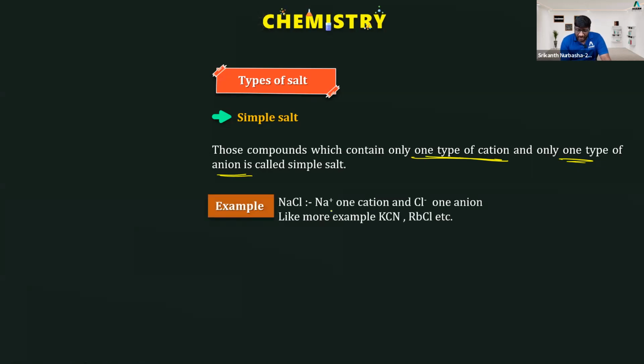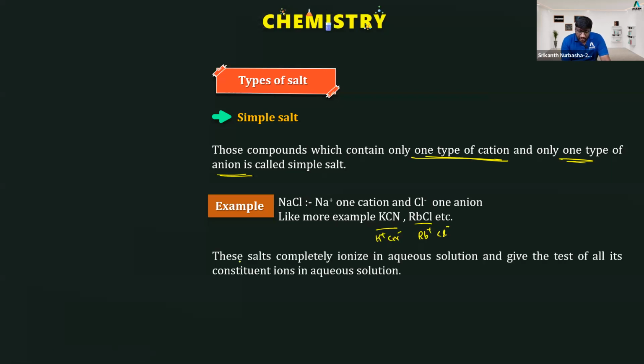Example, NaCl, Na plus one cation, Cl minus one anion. KCN, K plus CN minus, RbCl, Rb plus Cl minus. One cation should be there and one anion should be there. That is the only point for a simple salt. These salts completely ionize in aqueous solution and give the test of all its constituent ions in aqueous solution.